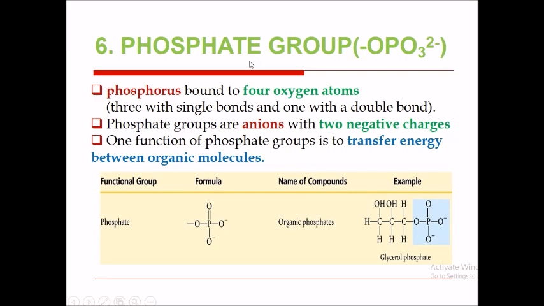The phosphate group is a group where the phosphate is bonded to four oxygen atoms, in which one of the bonds is actually a double bond. The phosphate group is an ion with two negative charges, as you can see over here. One important function of the phosphate group is to transfer energy between organic molecules, such as in the ATP molecule.